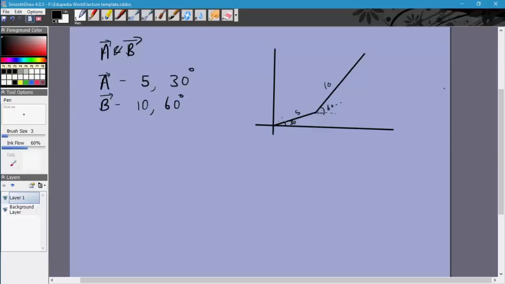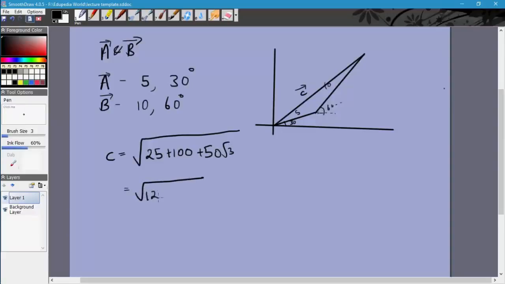So we can directly find the magnitude of C, which is their sum, because the magnitude will be root of a squared plus b squared, that is 25 plus 100, plus 2ab cos theta, that is 2 into 5 into 10, that is 100, into cos 30, which is root 3 by 2, so we get 50 root 3. Which comes out to be root of 125 plus 50 root 3. So this is the answer. You can try to simplify it a little bit if you want.